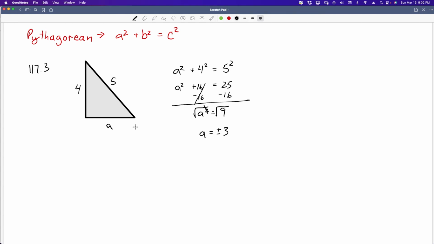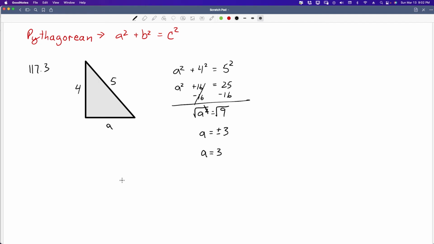Think about the absolute value. It is a length from an integer to 0 on the number line. It's the same thing here. It's the absolute value of this. So a is going to be equal to positive 3. 3 is the length of that line.